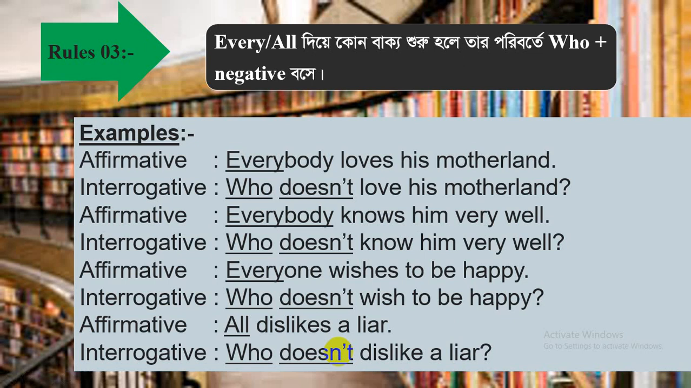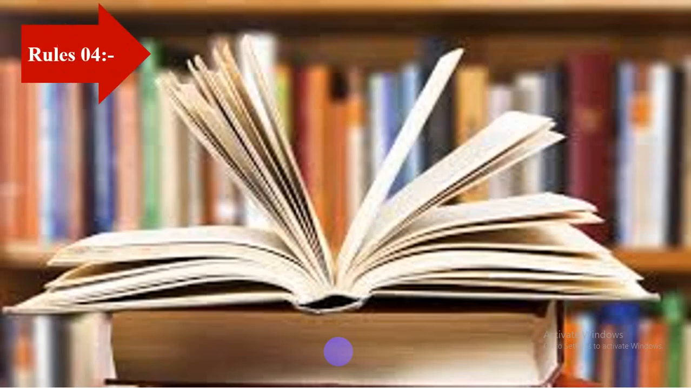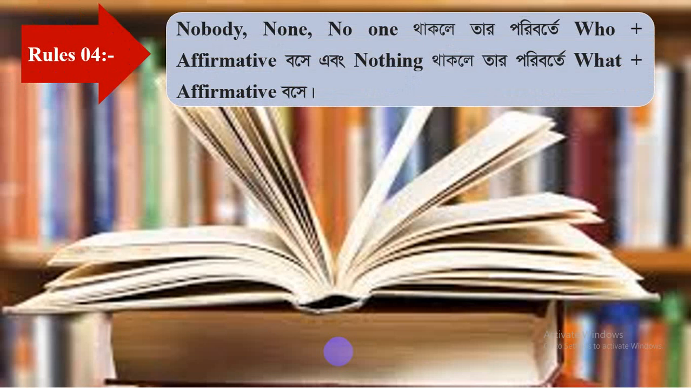So these are very easy examples, so that you can catch the rule very easily. Now let's come to the last rule. Rule 4. Nobody, none, no one থাকলে তার পরিবর্তে who plus affirmative বসে, এবং nothing থাকলে তার পরিবর্তে what plus affirmative বসে.